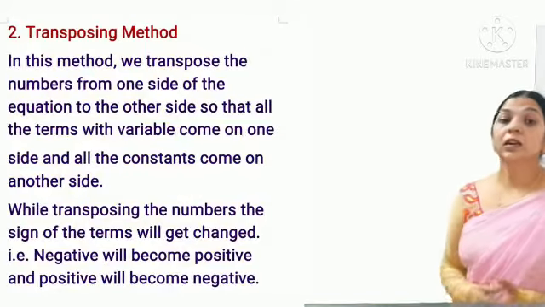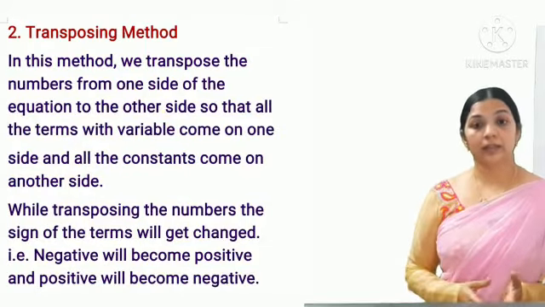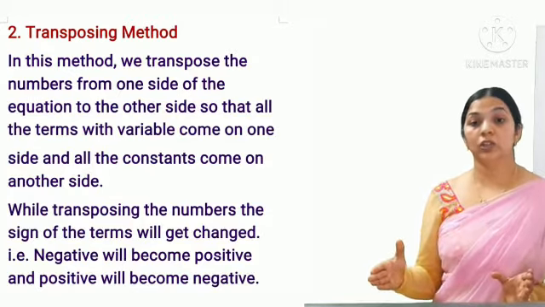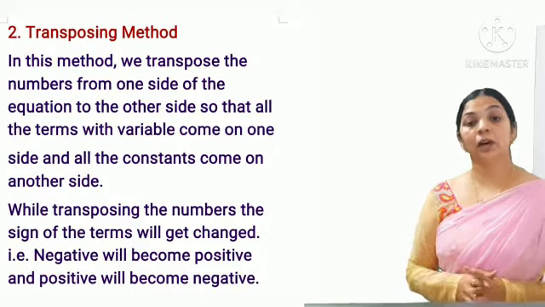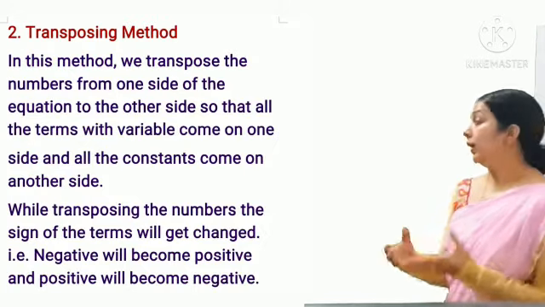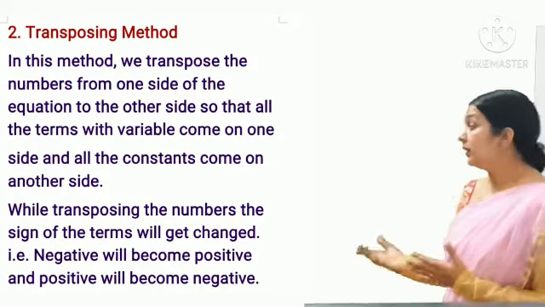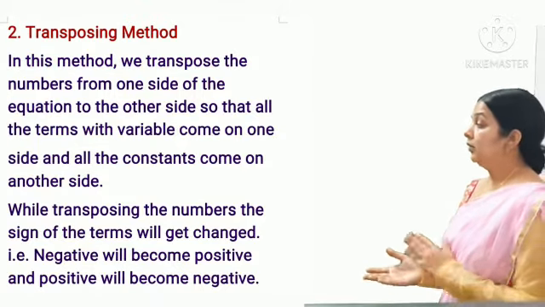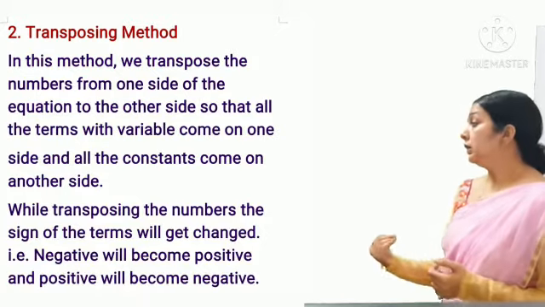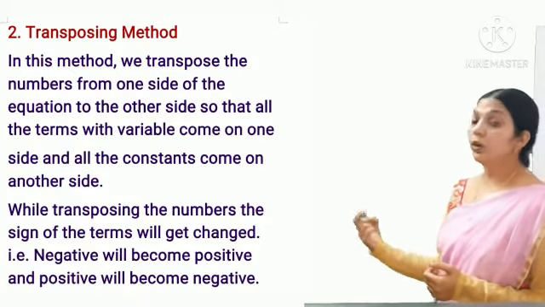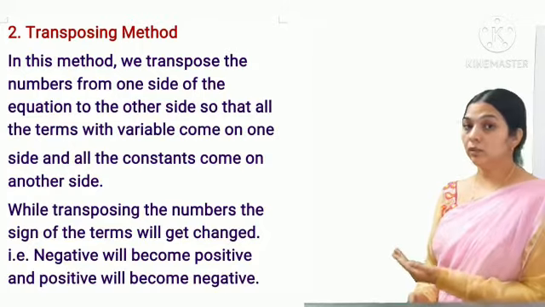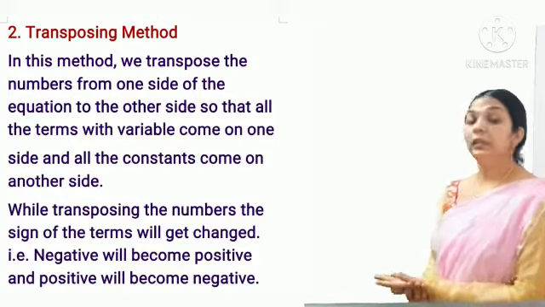The second method is the transposing method. In this method, we transpose a number from one side of the equation to the other side, so that all the variable terms come on one side and the constants come on the other side. This is how we get the value of the variable. While transposing the numbers and the variable, there are certain things we must consider. If we shift a positive number or variable to the left from the right, then the sign becomes opposite. That means if we shift a positive number, then it will become negative.